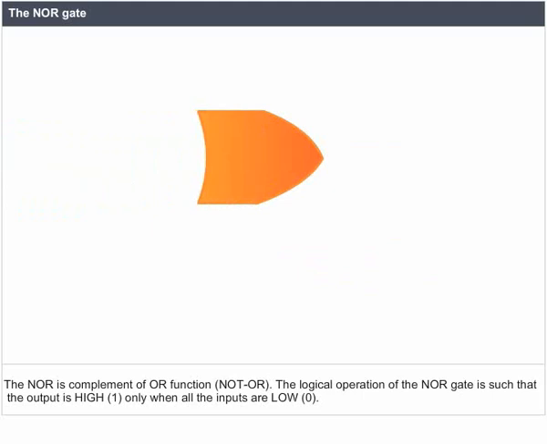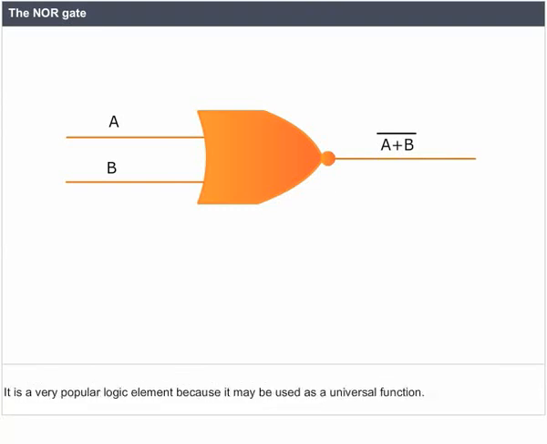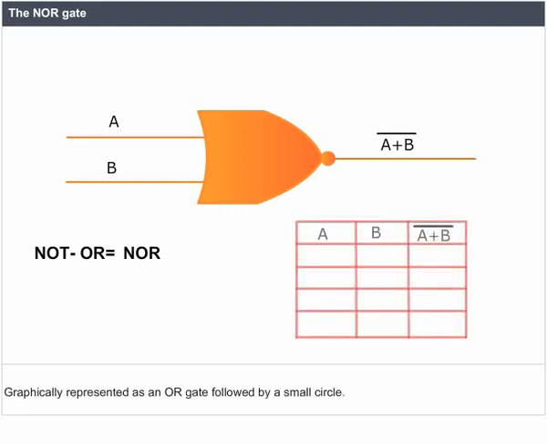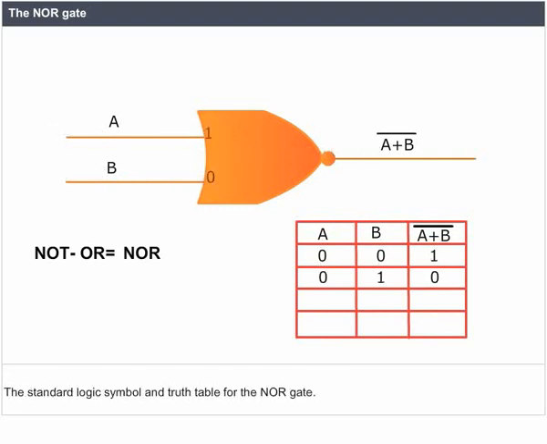The NOR gate. The NOR is complement of OR function, not OR. The logical operation of the NOR gate is such that the output is high, 1, only when all the inputs are low, 0. It is a very popular logic element because it may be used as a universal function. The term NOR is formed by the concatenation of not OR and implies an OR function with an inverted output, graphically represented as an OR gate followed by a small circle. The standard logic symbol and truth table for the NOR gate.